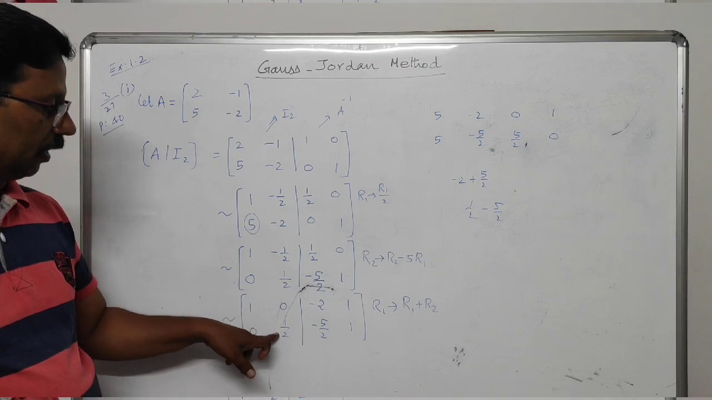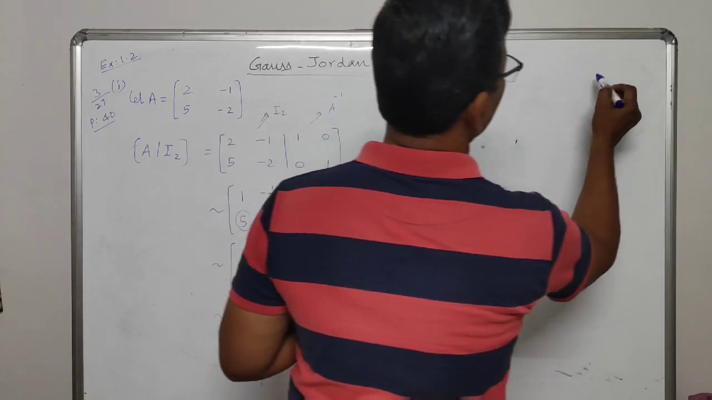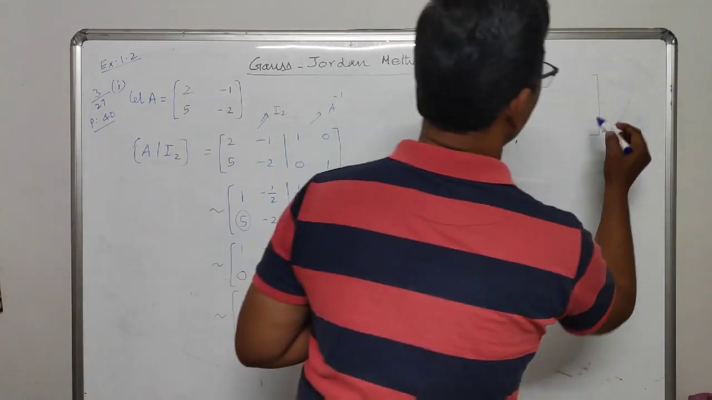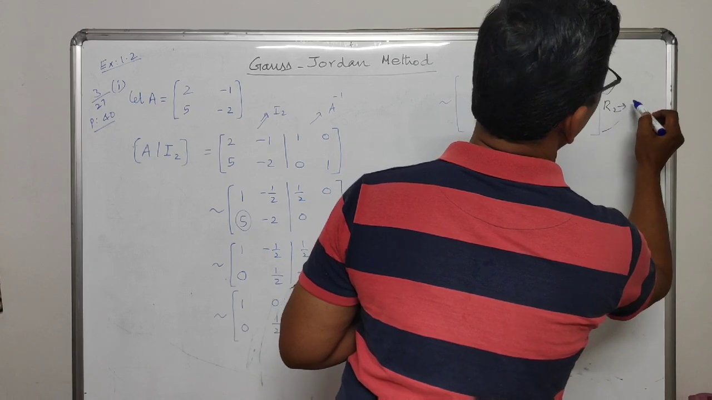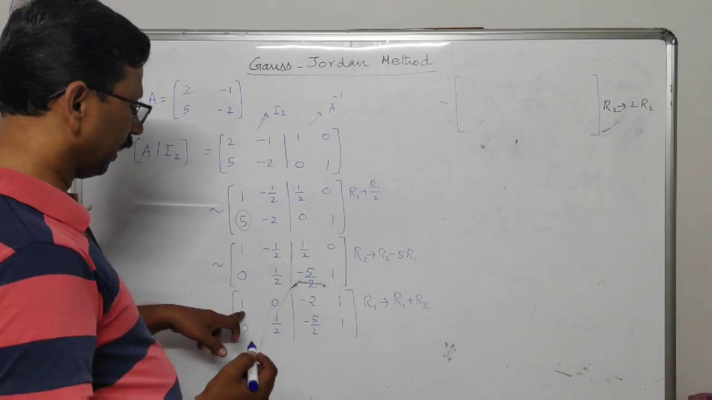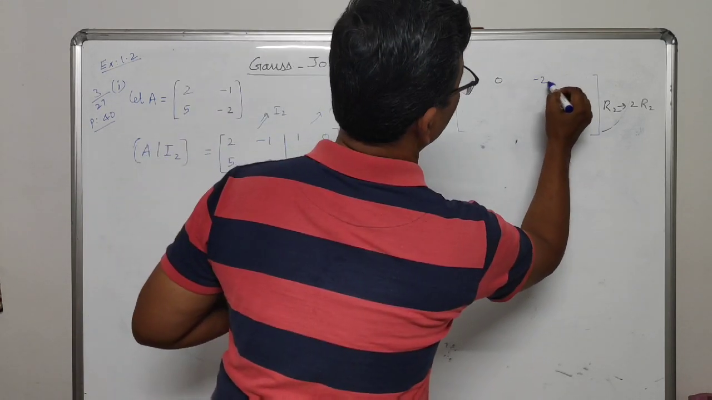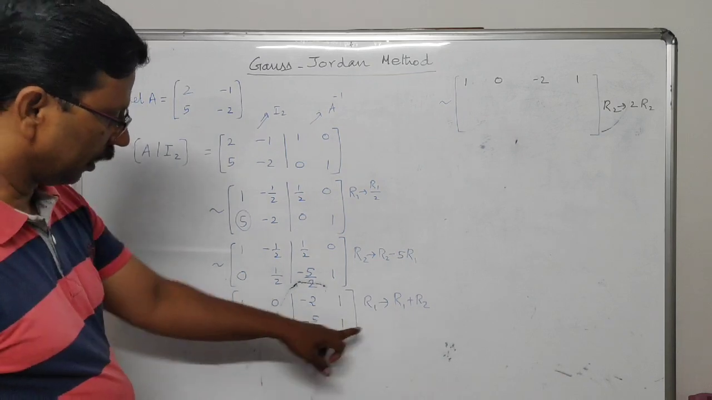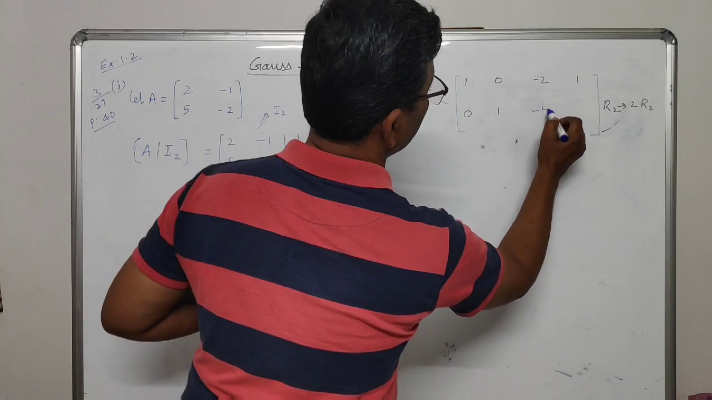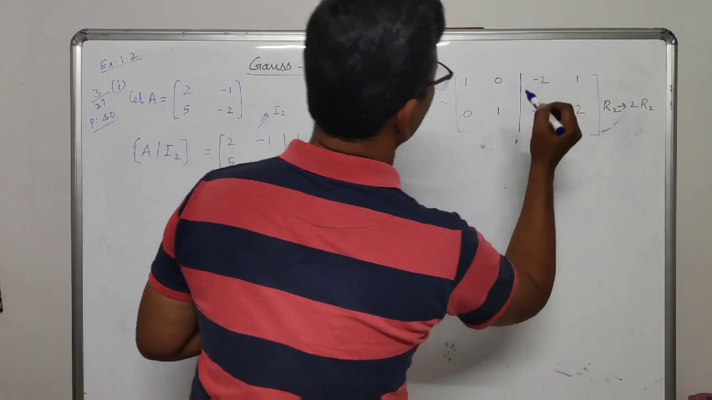Here, we have to make this 1. Therefore, this expression is equivalent to, you can write R2 gives 2 times R2. Therefore, the first row you can write as such: 1, 0, minus 2, 1. Then if you multiply this by 2, you can get 0, and this is 1, this is minus 5, this is 2.